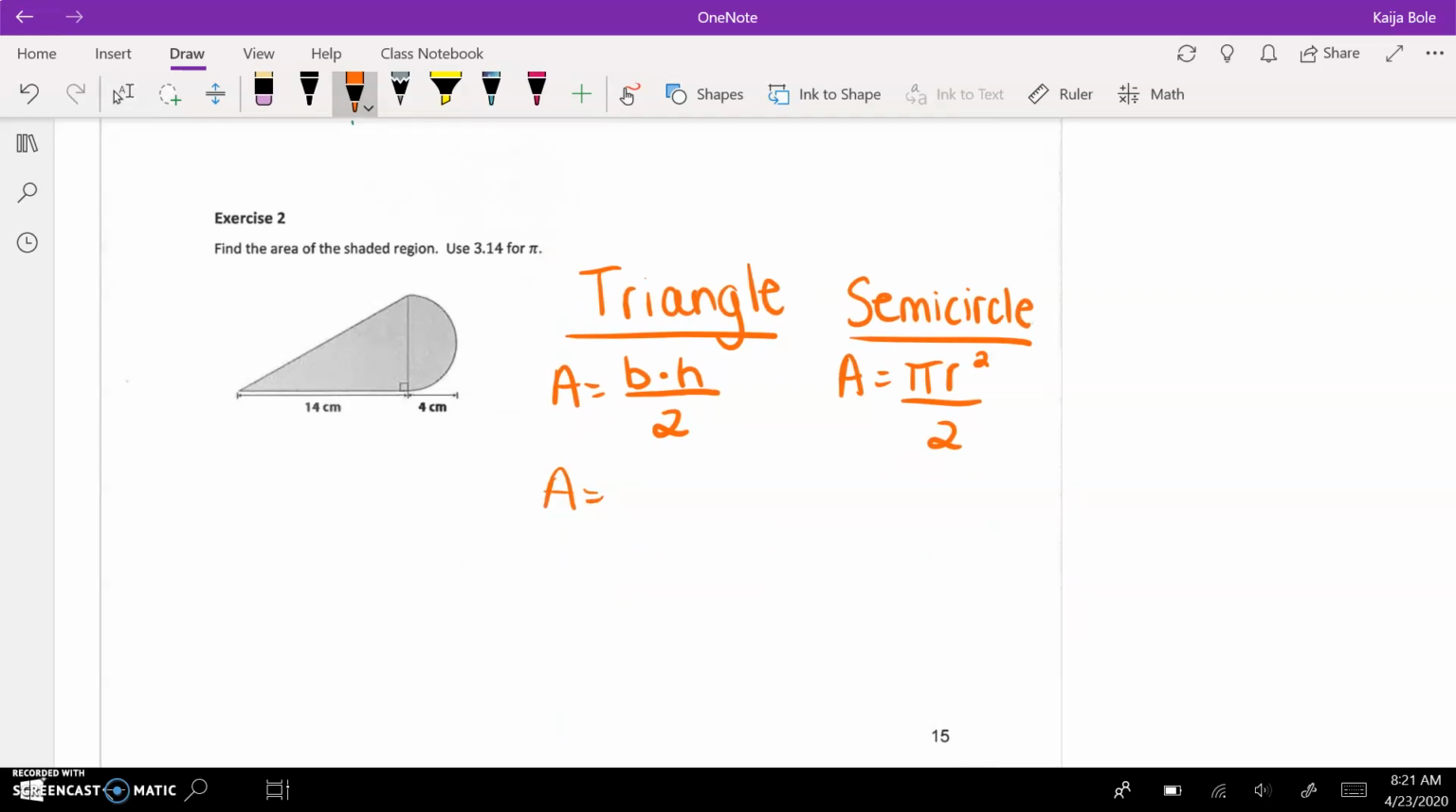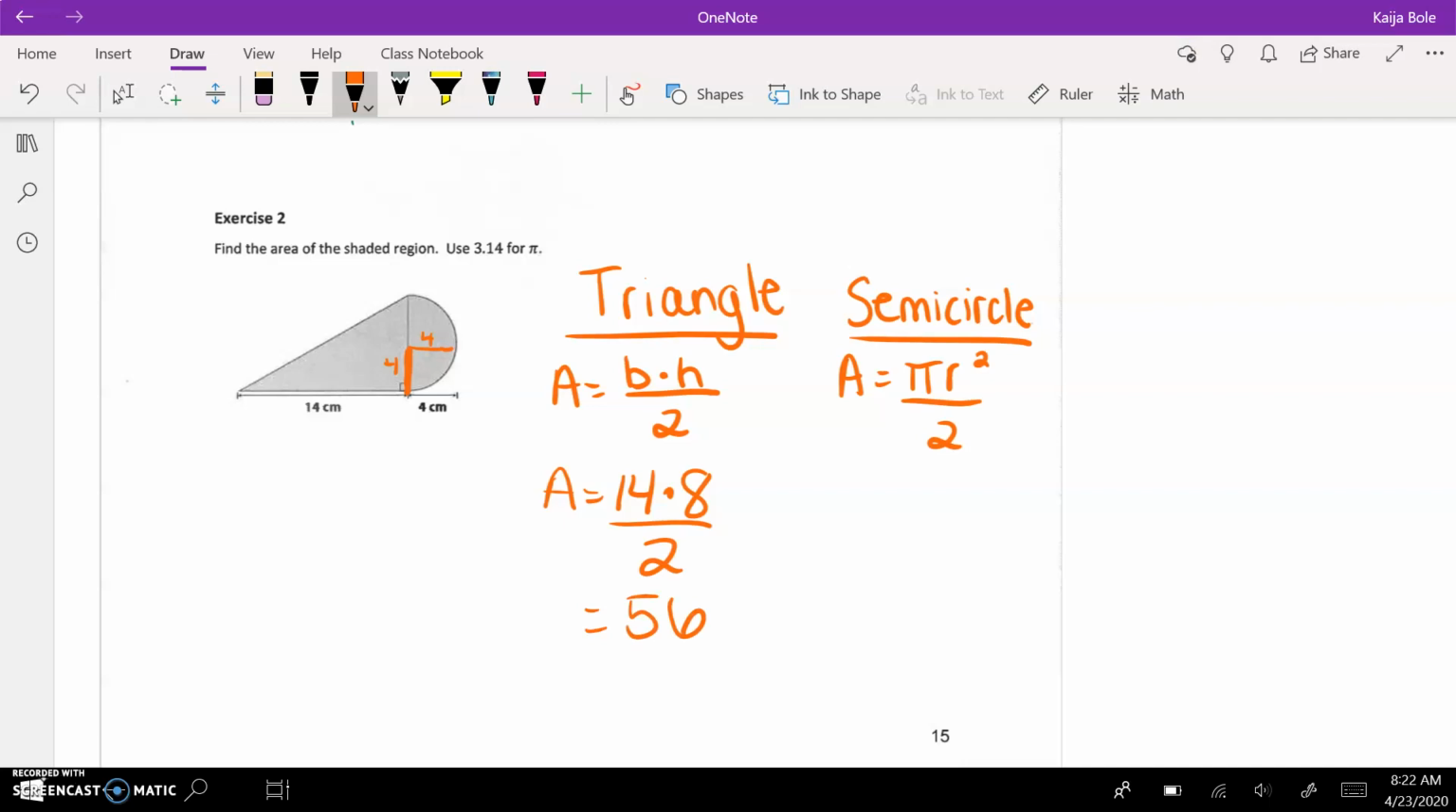So we have the base is 14 times, we don't know the height, but we know that the radius is 4. So that means from here to here is 4. So if we went all the way across, the diameter would end up being 8, and we're going to take that and divide it by 2. So when you type that in your calculator, you end up getting 56.